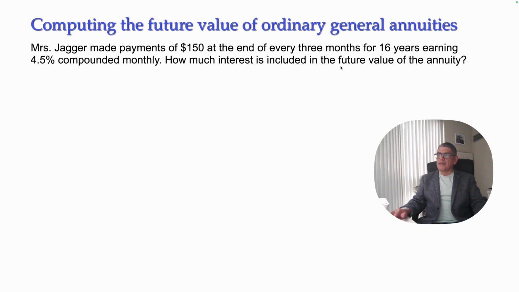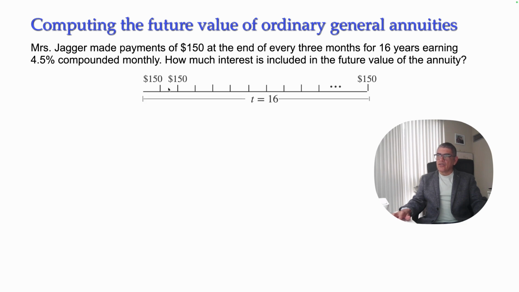So the problem is this, and we have an annuity like this. Let's represent this in a line. You don't need to draw a line to solve a problem of an annuity, but it will be a good idea if you made a line, at least in your mind. So think of a time in which you are making payments of 150 during 16 years, and you want to compute the future value of the annuity. The question is how much interest is included in the future value of the annuity. So it will be a good idea to know what the future value of the annuity is.